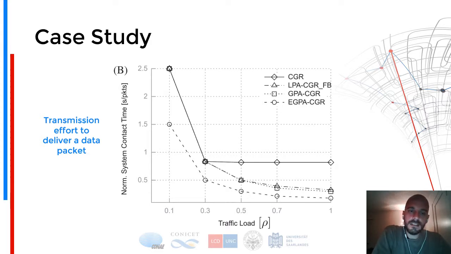Another way of visualizing this is the retransmission effort that these routing solutions generate in a different node. A way of measuring this transmission effort is how much time, or seconds per packet, were wasted in transmission time throughout the evaluated network. And we can see here that again CGR is the most expensive in terms of effort, because there might be a lot of traffic and data bouncing back and forth with many transmissions, and this effort is drastically reduced for CGR, for LPA, and then for GPA.